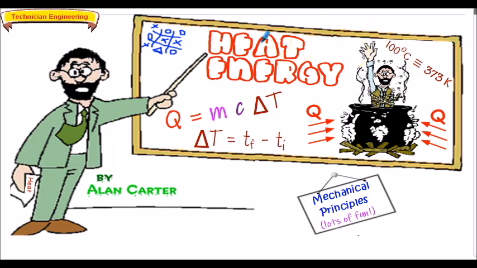Hello and welcome to this presentation related to heat energy, usually given symbol Q. The formula we'll be using to calculate heat energy is Q is equal to mc delta T. M is the mass, C is the specific heat capacity, and delta T is the change in temperature, delta T being defined as final temperature of a body minus the initial temperature of a body.